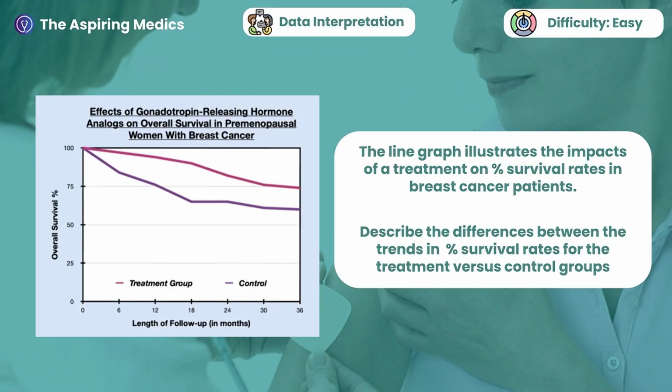The line graph illustrates the impact of a treatment on percentage survival rates in breast cancer patients. Describe the differences between the two trends in percentage survival rates for the treatment versus control groups.